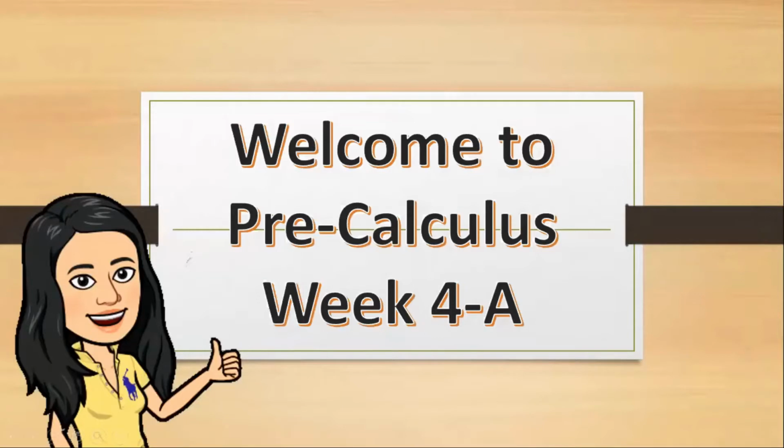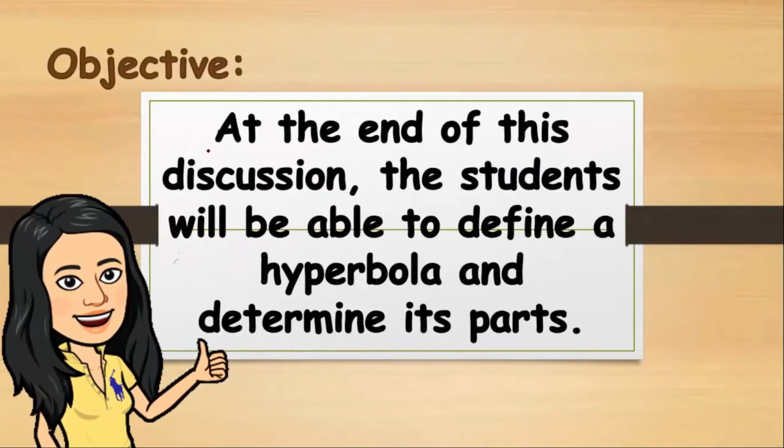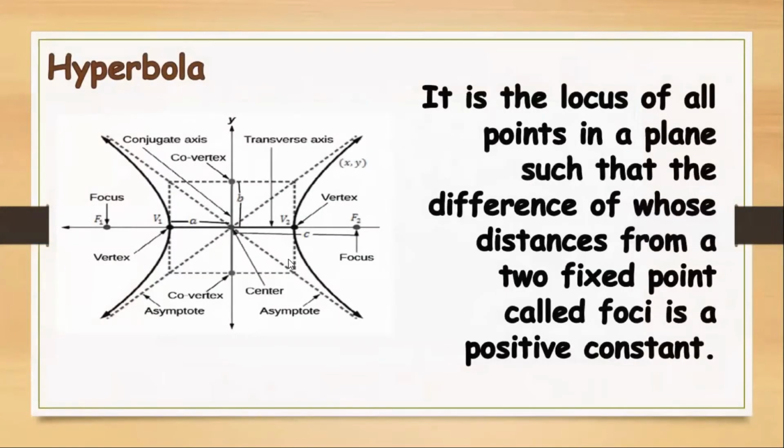Welcome to our class in Pre-Calculus Week 4A. Our topic is about the hyperbola. And our objective is, at the end of this discussion, the students will be able to define a hyperbola and determine its parts. What is a hyperbola? It is the locus or the set of all points in a plane such that the difference of whose distances from two fixed points called foci is a positive constant.